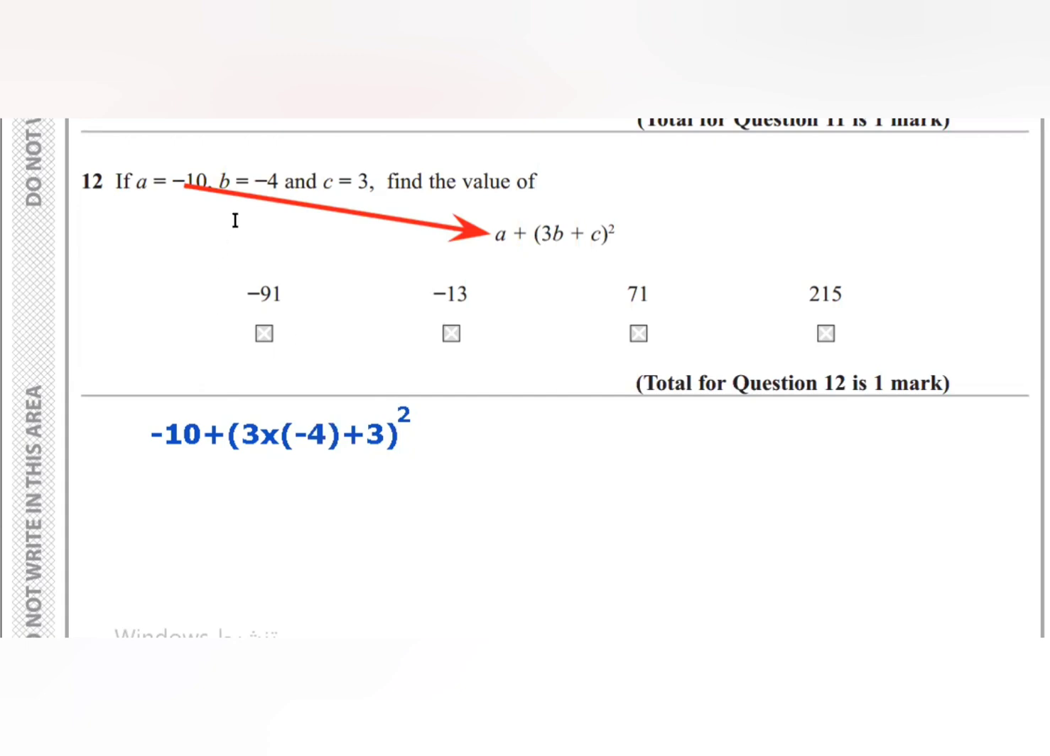So I put the values of each variable. Each letter has a number, so I'll put it instead of it, and then I'll do the calculations. I can do all of this in the calculator, or I'll do it step by step. Step by step, it means I have to follow the BIDMAS rule. We talked about the BIDMAS, and we said that B is brackets. So we're going to finish what's inside the brackets first.